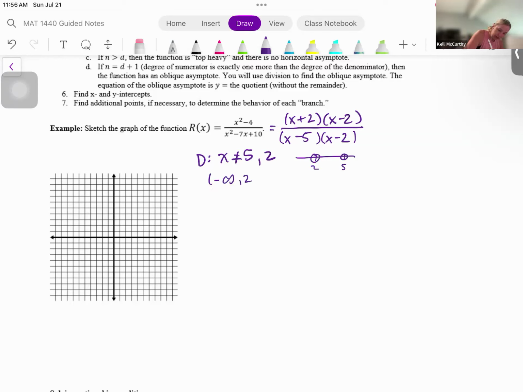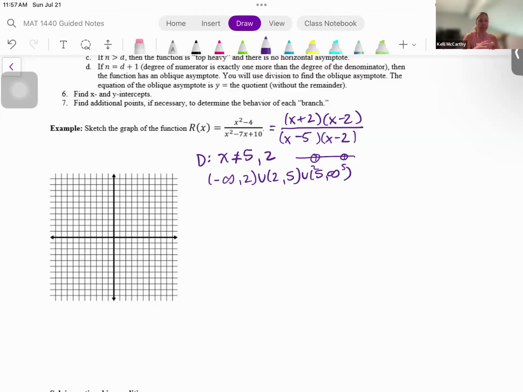So again, depending on how the question is worded or what they're looking for, sometimes it's enough just to state the restrictions as the domain. Other times they want the domain in interval notation. And now that my domain has been stated, I've identified all of my restrictions. I can go ahead and simplify.